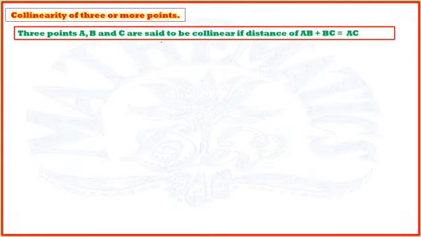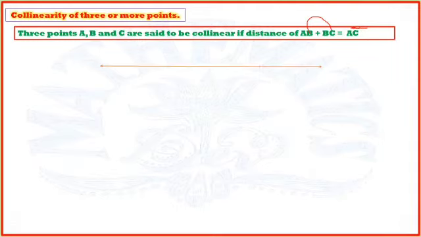Understand collinearity of 3 or more points. First of all, let us know what collinearity is and how we can find it out. So 3 points A, B and C are said to be collinear if the distance AB plus BC is equal to the distance AC. That we have to check.